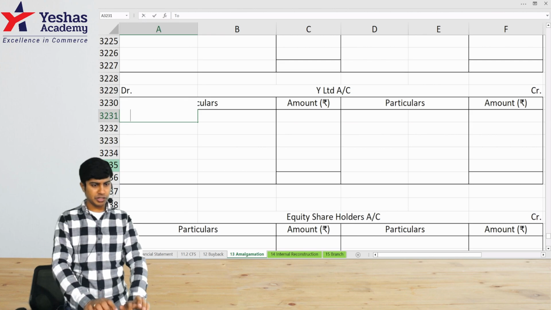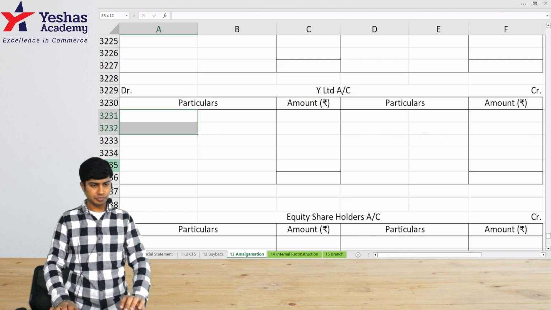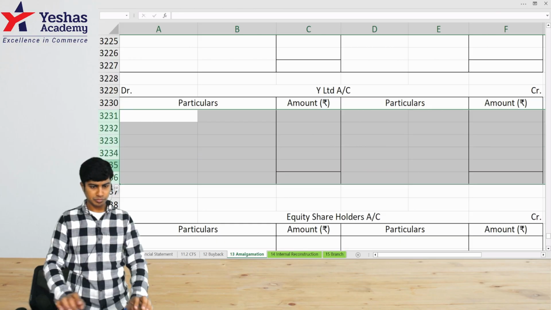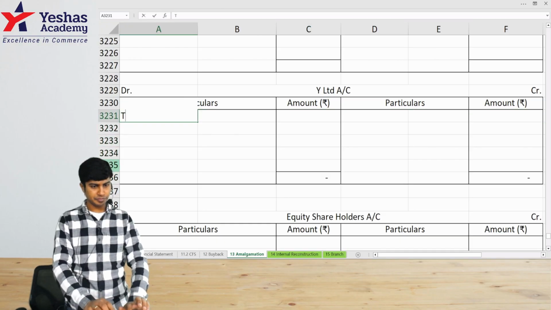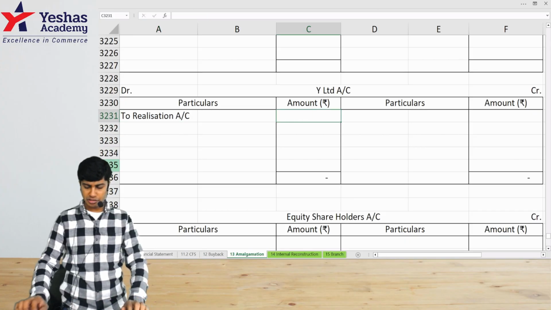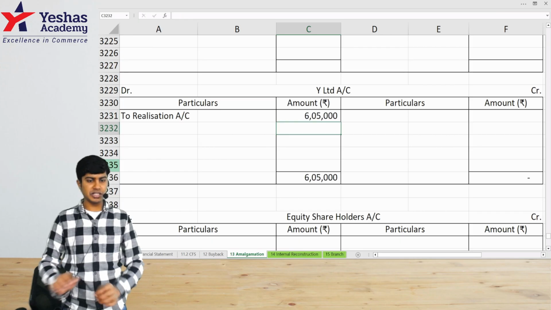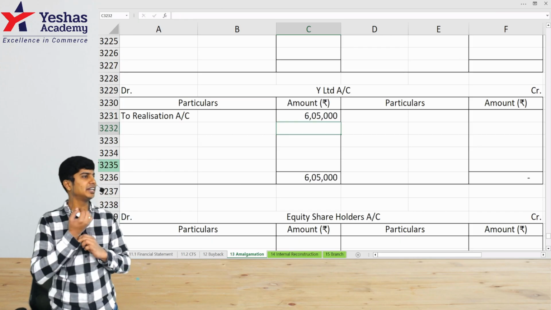What would I write here on the debit side? To realization. How much here? To realization, 6 lakh 5,000. Then you should write receipt of purchase consideration.